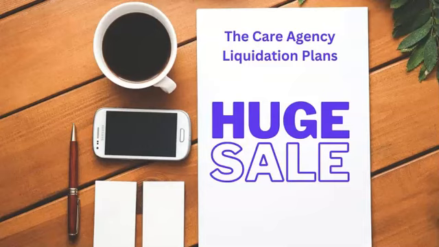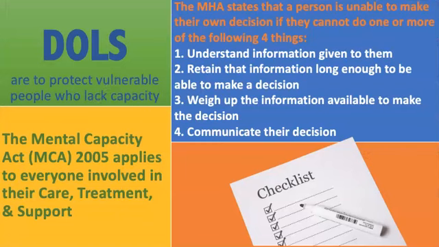Liquidator or trustee's plans for a service. If a service goes into liquidation or a trustee is appointed, the CQC must be informed of the plans for the service moving forward. Outcome of an application to deprive a person of their liberty, DOLS. The outcome of any DOLS application, whether granted or refused, should be communicated to the CQC.